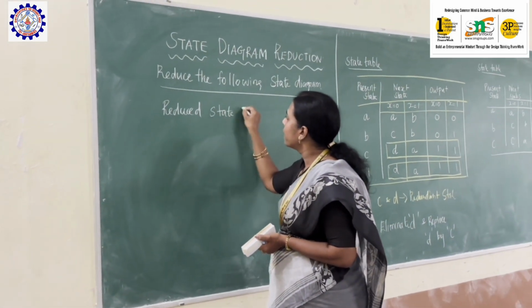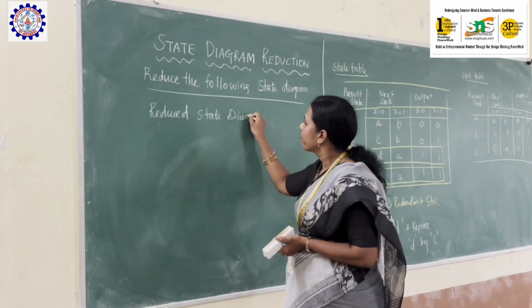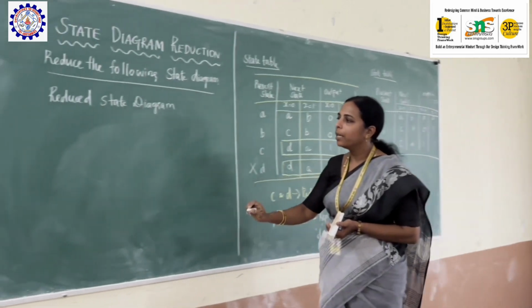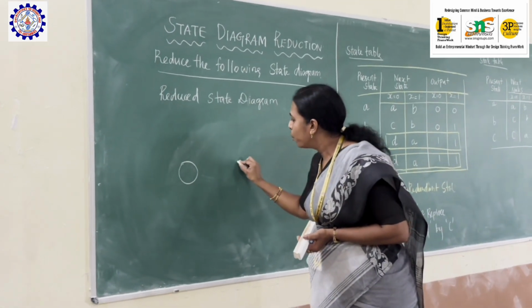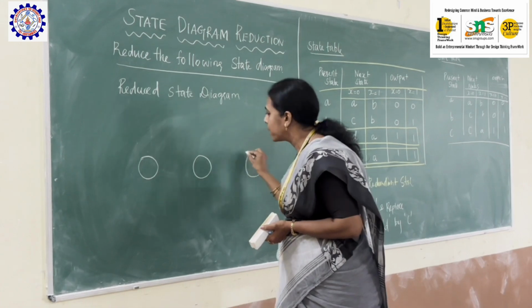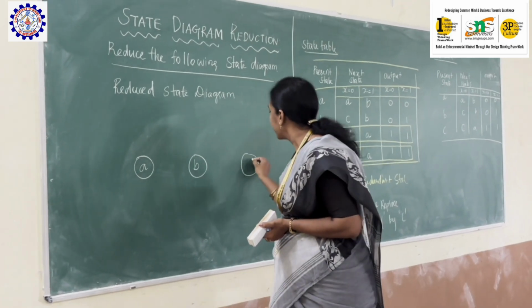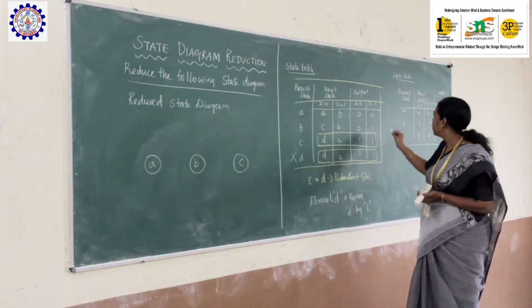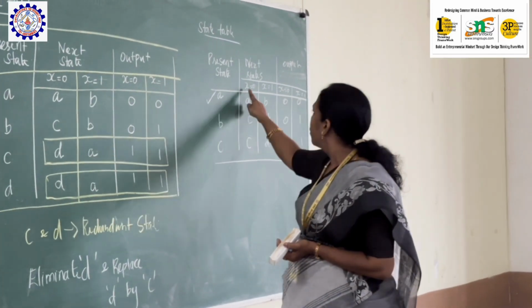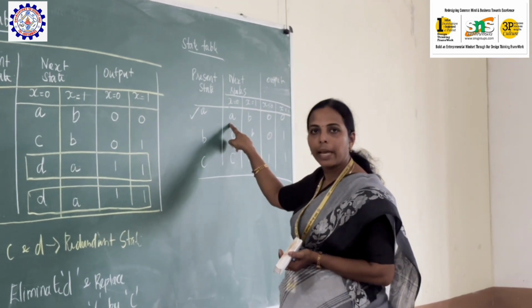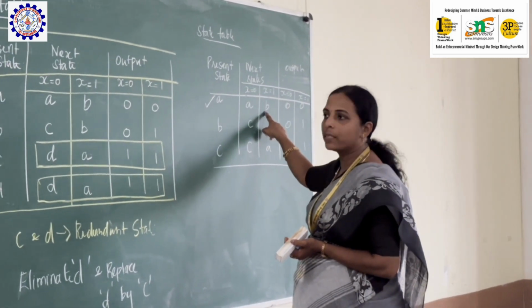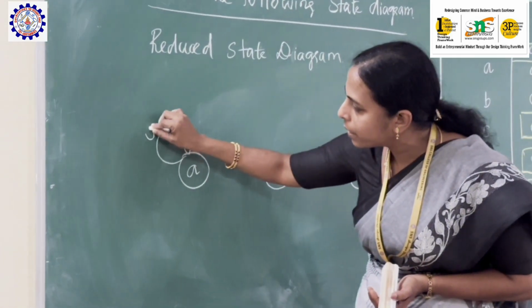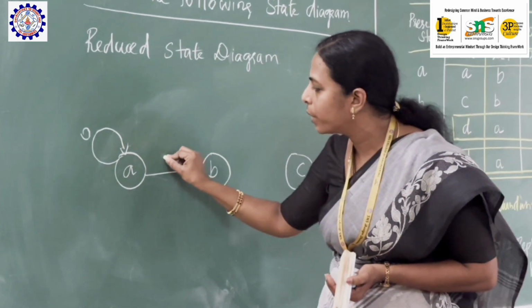Already we had 4 states. Now we have reduced that 4 to 3. So in my reduced state diagram, we will be having only 3 states. The 3 states are named as A, B and C. So from this state table, we will be drawing the state diagram. When the present state is A, when the input is 0, the next state is A itself. When the input is 1, the next state is B. So when the input is 0, it retains in the state itself. When the input is 1, it goes to the next state.